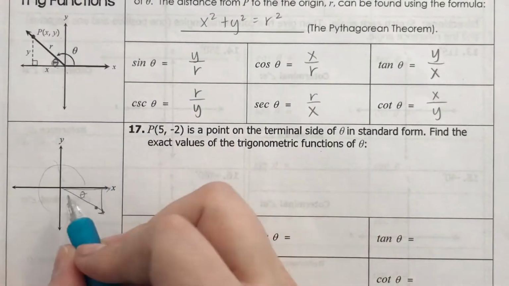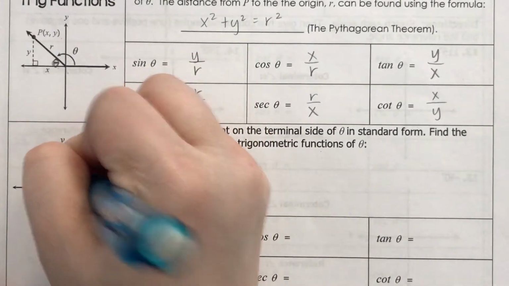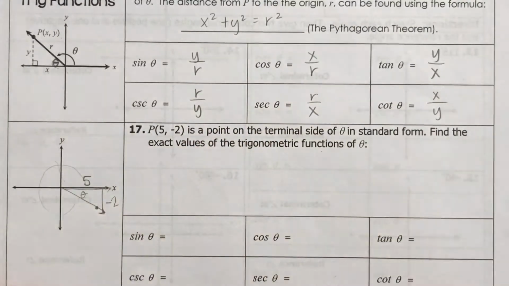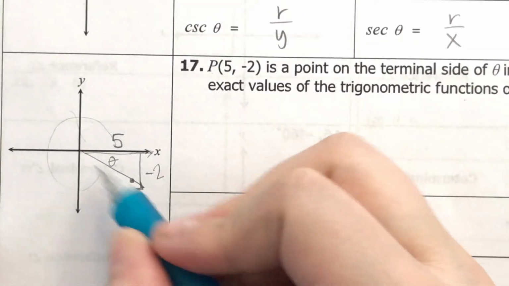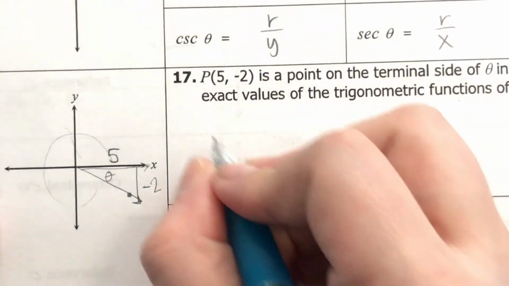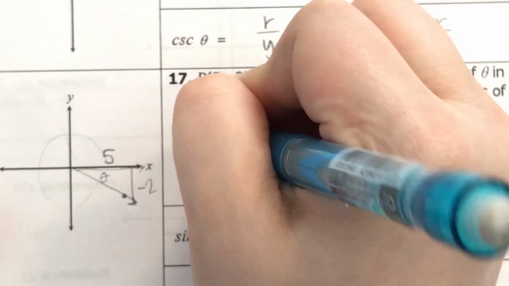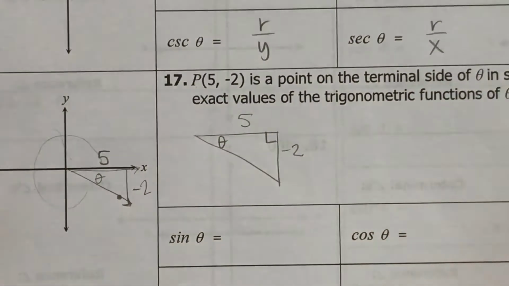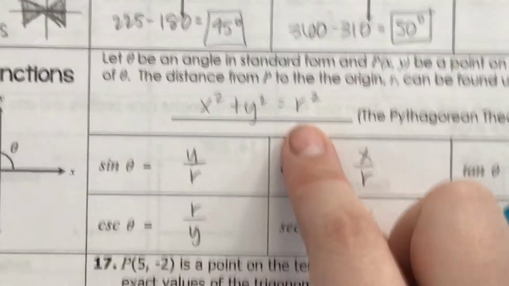So 5, -2, so that means if we went over 5 and down 2, this side here has a length of 5, and this side has a length of -2. Okay, we say it's negative because it's actually on the coordinate plane. So we need to figure out what this side is, right? So let's redraw this triangle over here so we can do it a little bit easier. So here's theta, here's our right angle. We know this is 5 and this is -2. We need to find this side. We're going to use the Pythagorean theorem to do that. That's why we mentioned that up here.